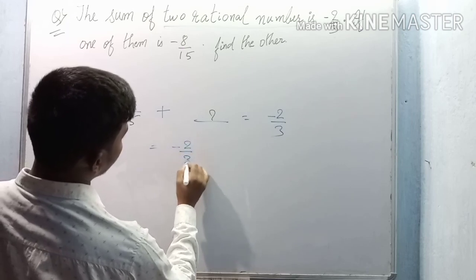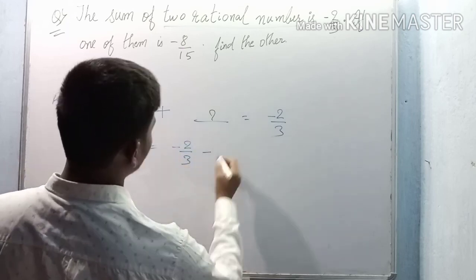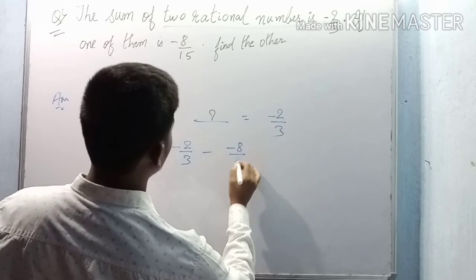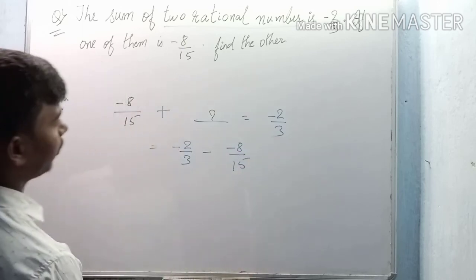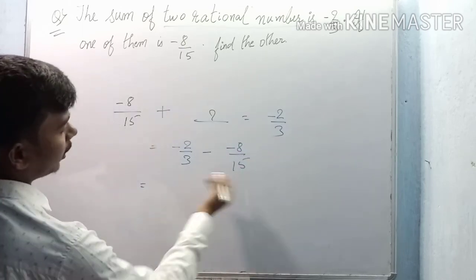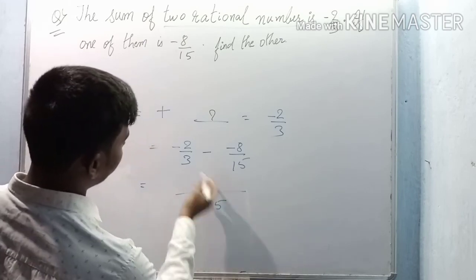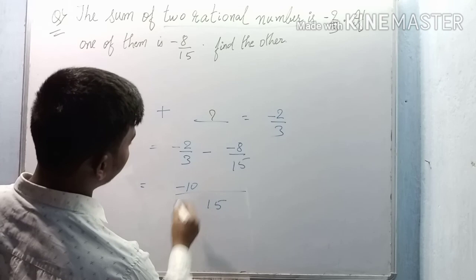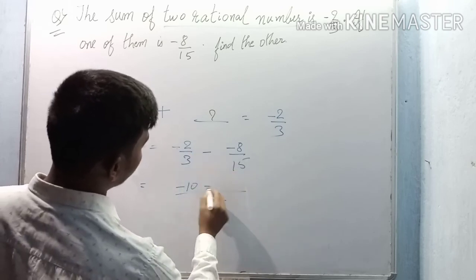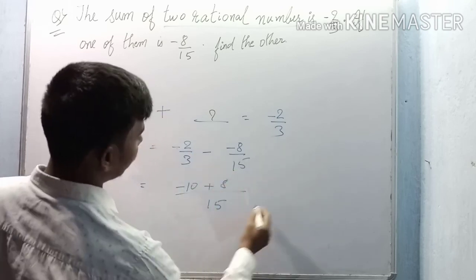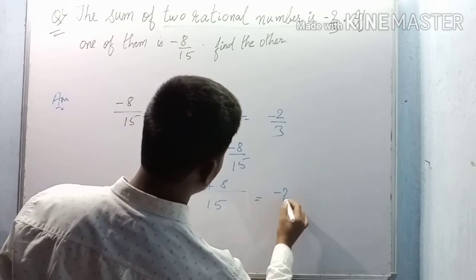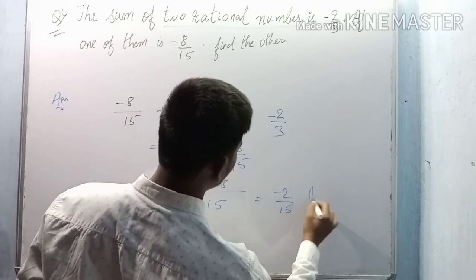Minus 2 by 3 minus 8 by 15. Simple. We will take the LCM of these two numbers. The LCM will be 15, and 3 5s are 15, 5 2s are 10. Minus 10, because minus was there, and minus minus plus 8 over 15. So minus 10 plus 8 will be minus 2. Minus 2 by 15 will be the answer.